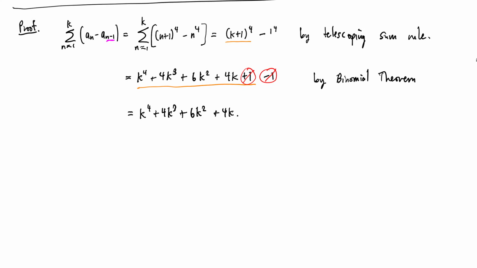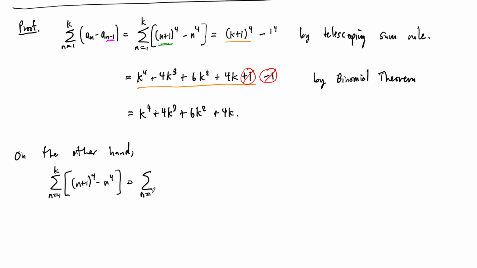All right. On the other hand, what we could do is use our binomial theorem and expand this term out first before we actually do the summation. So let's do that. I'm even going to write here, on the other hand, let's see what we have. Our sum, n goes from 1 to k, of this difference, (n plus 1) to the fourth power minus n to the fourth power. Again, this time I'm going to expand this out before applying the summation.